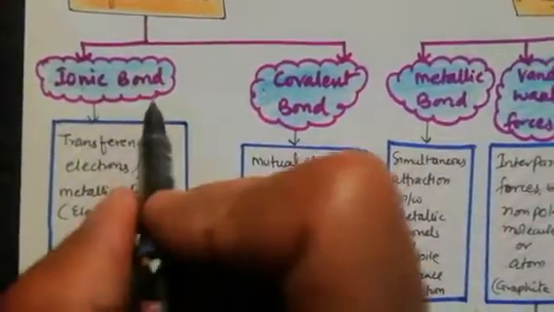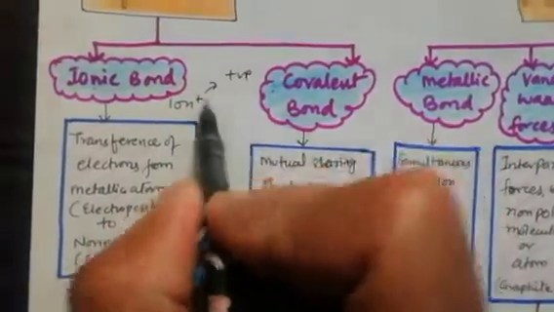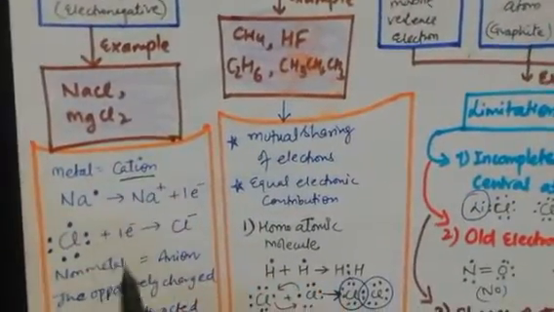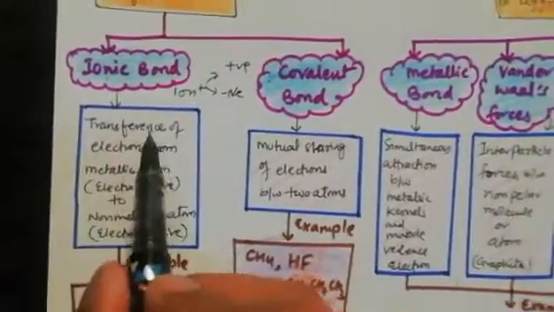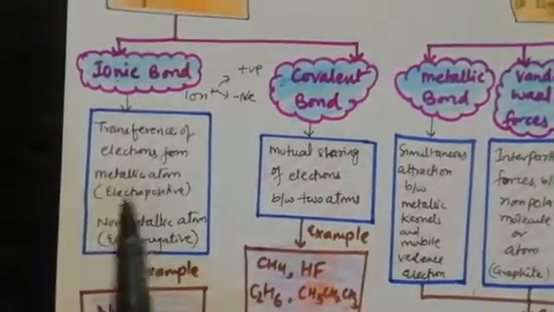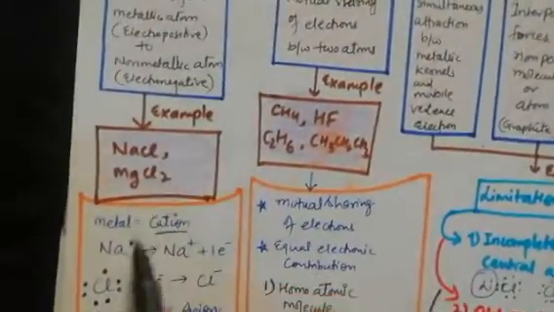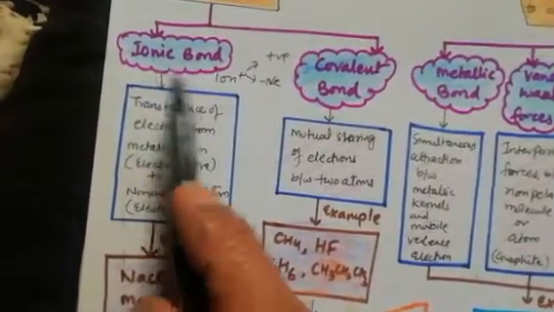Ionic bond, made from ions. It means that two types of ion are there: positive ion and negative ion. Positive ions are called cations and negative ions are called anions. So this is the combination of cation and anion, by transferring of electrons from a metal atom, which is electropositive, to a non-metal atom, which is electronegative. Transferring of electrons from metal to non-metal is known as electrovalent bond or ionic bond.